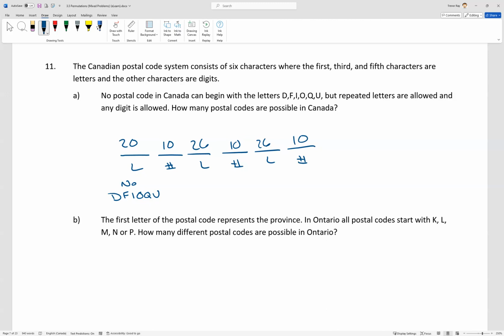Now, because of part B or C on this one, I think I'm actually going to calculate that out. So 20 times 10 times 26 times 10 times 26 times 10 is, ooh, that's a big number. 13,520,000 postal codes.